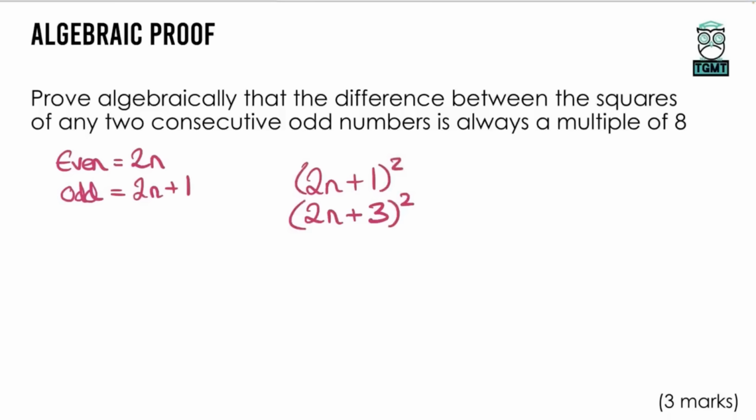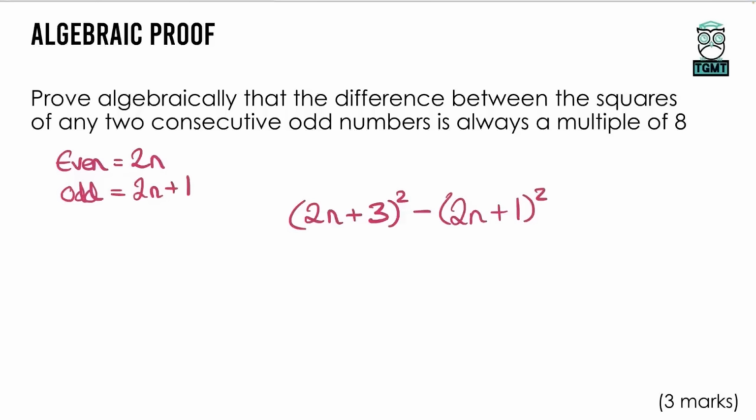But we need to be really careful here, because when you are finding the difference between 2 things, we want to do the bigger take away the smaller. So the 2n plus 3 is the bigger odd number, so we would want to put that first and then put a subtraction between them. So there we go, we want 2n plus 3 squared take away 2n plus 1 squared. So we want to take our time expanding these.